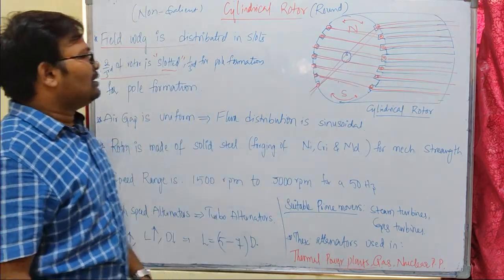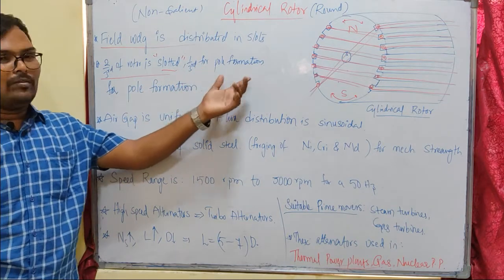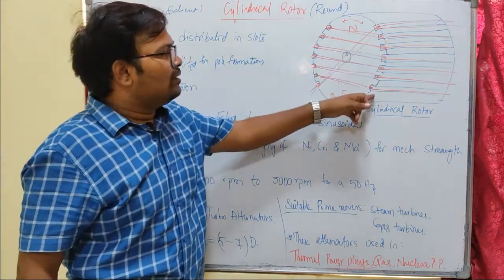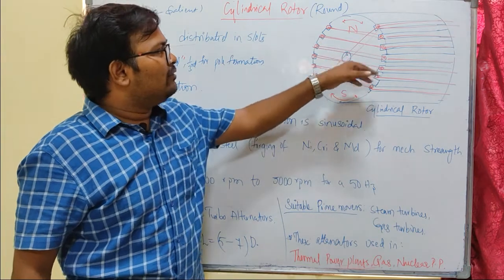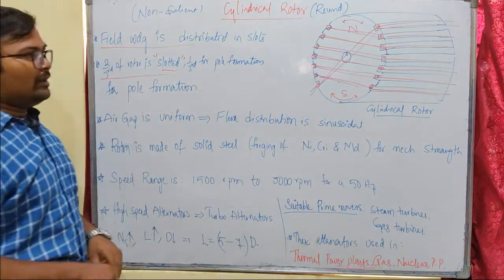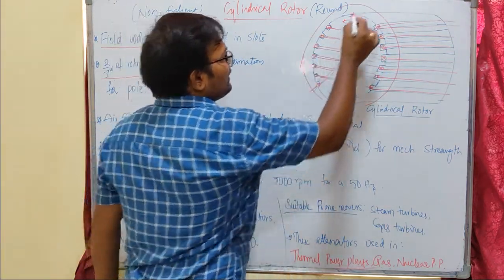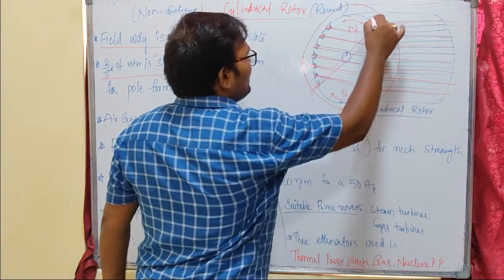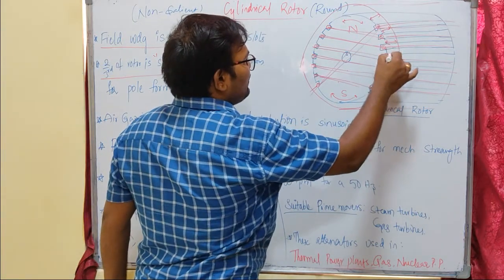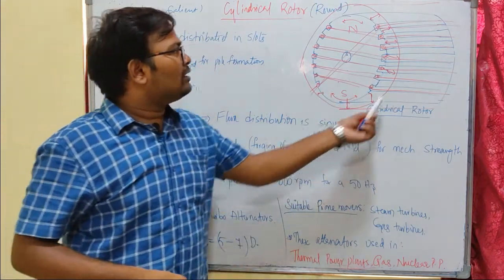Now let us see the points here. Two-thirds of the rotor is slotted and one-third is left for pole formation. Here, two-thirds of the rotor periphery is slotted, and one-third of the rotor periphery is open for pole formation. And the air gap is uniform here. Air gap means the gap between stator and rotor. Let us consider the red colored one is the stator. You can see the air gap is the same all over the rotor periphery.